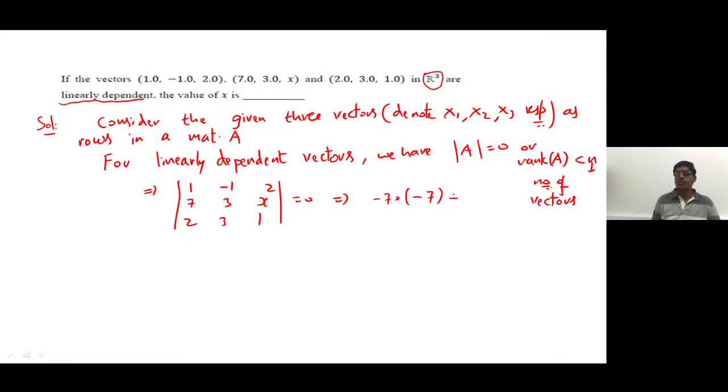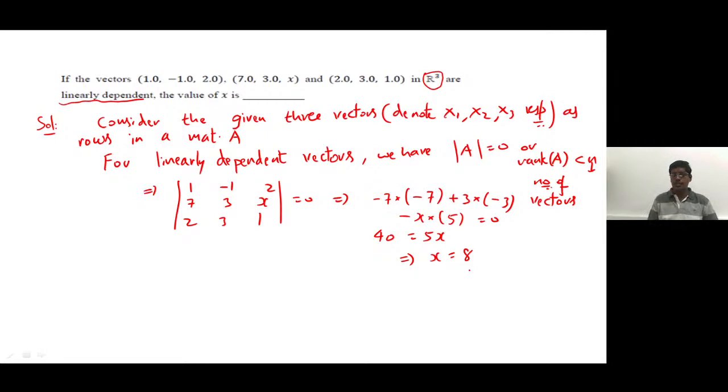And the middle element is plus 3 into the cofactor signs, hope that everyone remembered. Deleting second row, second column: 1 into 1, minus 2 into 2. Simplifies to minus 3. Minus x into deleting second row, third column: 1 into 3, minus of 2 into minus 1. So it simplifies to 5x equal to 0. So 49 minus 9, how much? 40. So 40 is equal to 5x, which implies x is equal to 8. So the answer is 8. This is the end of the question.